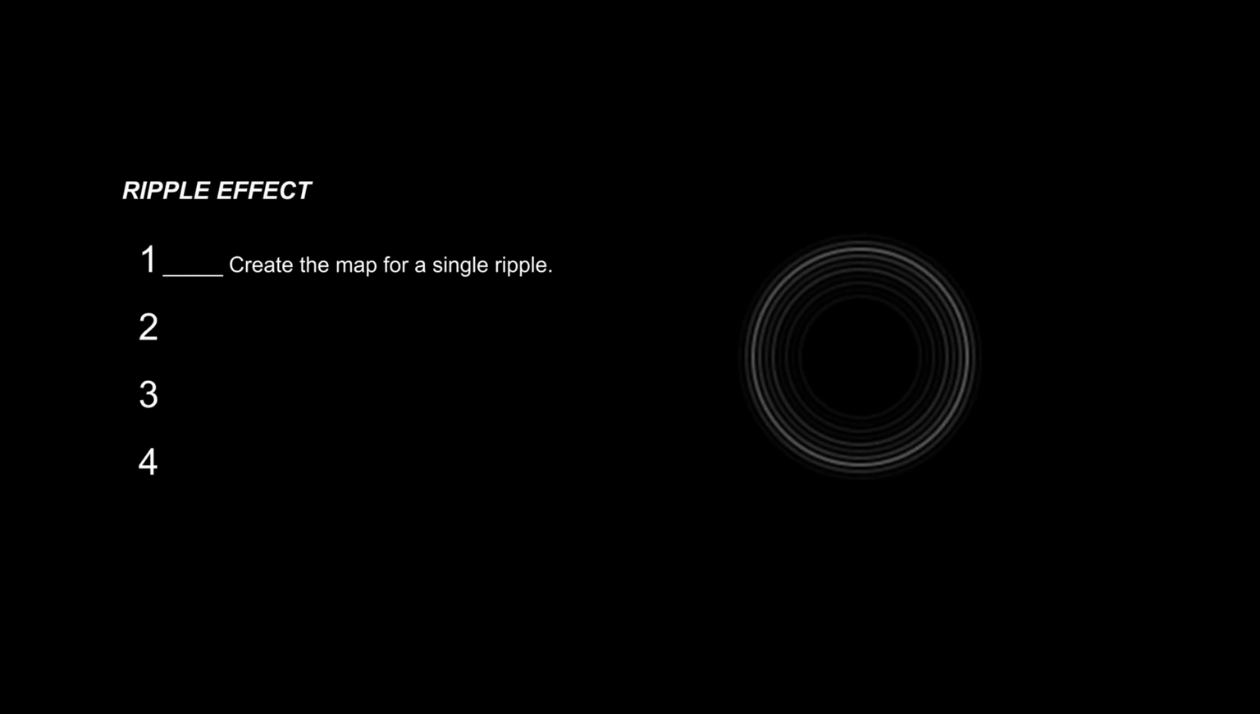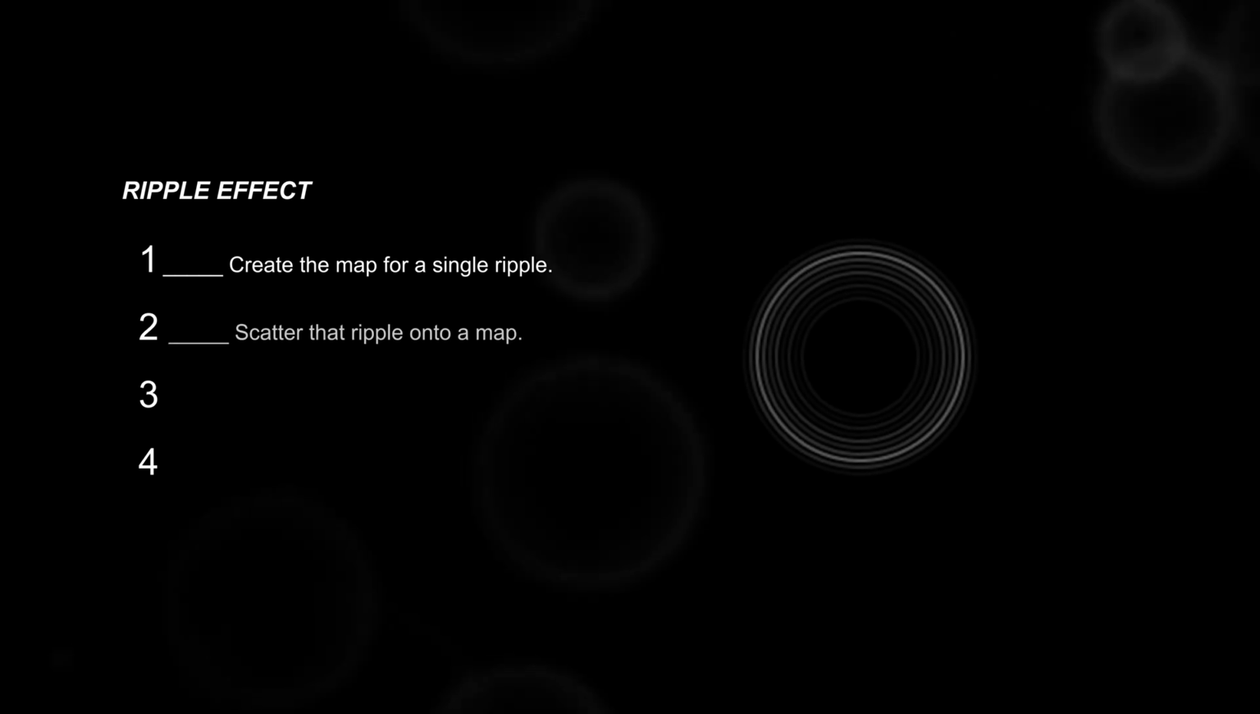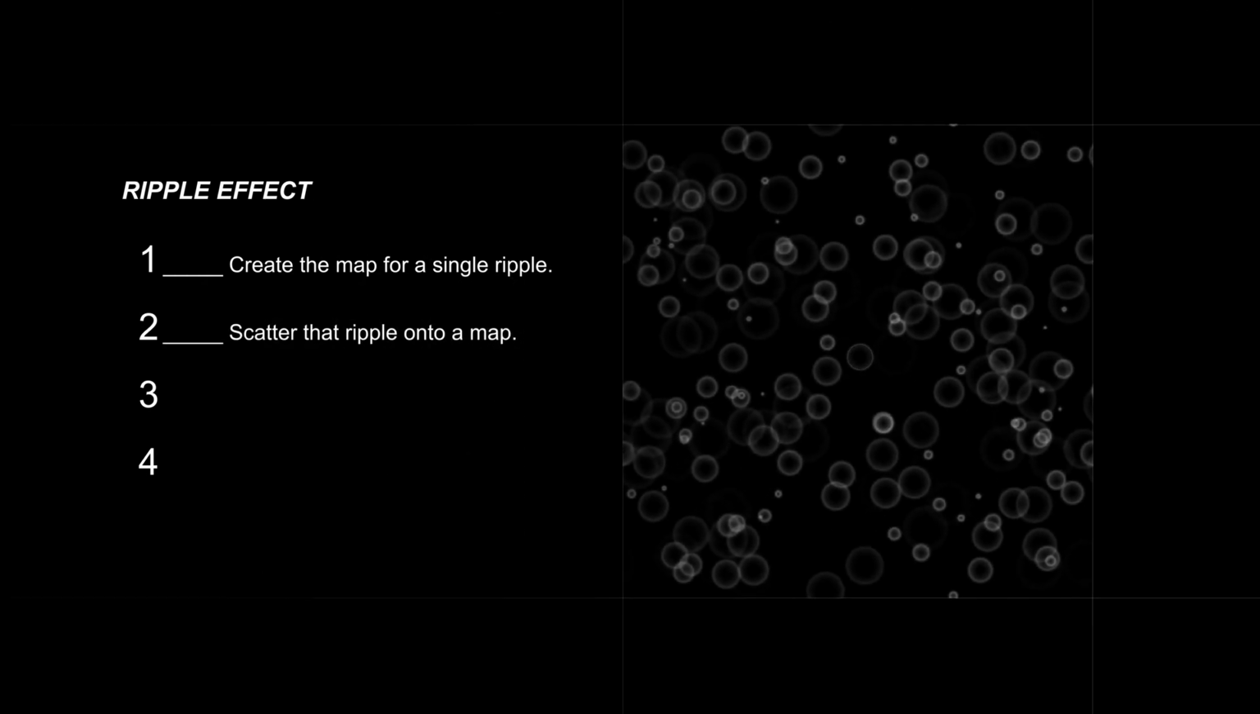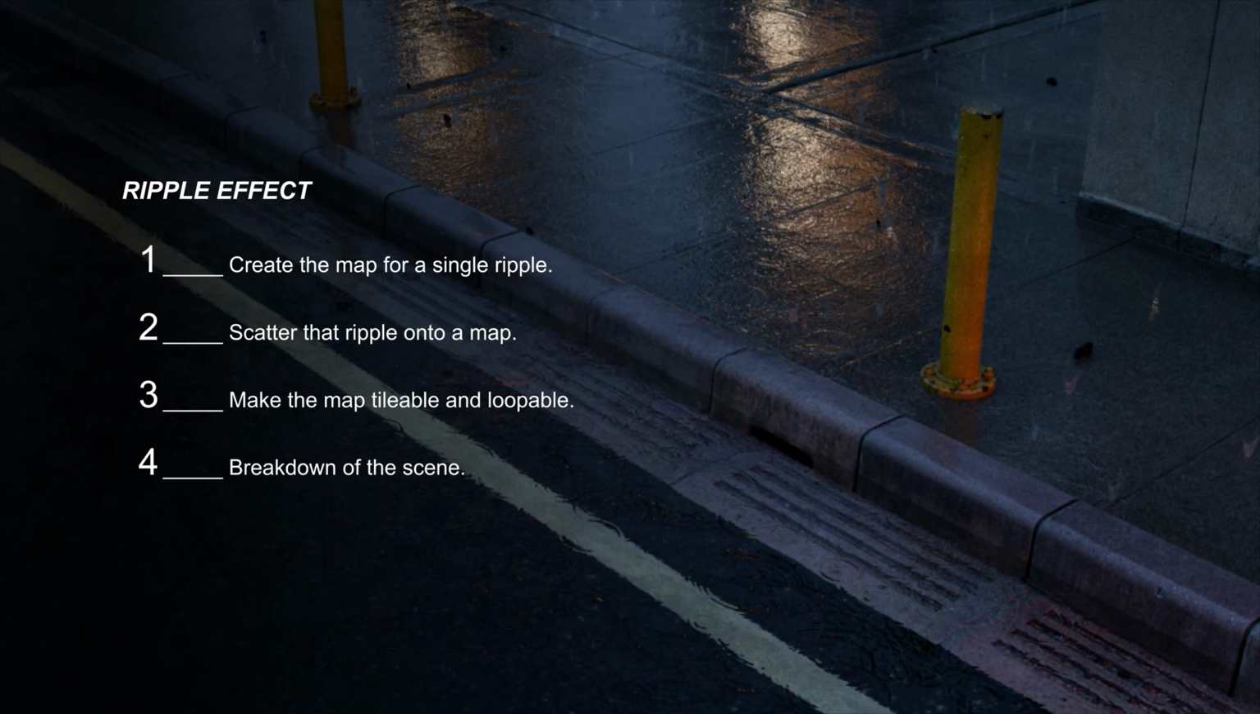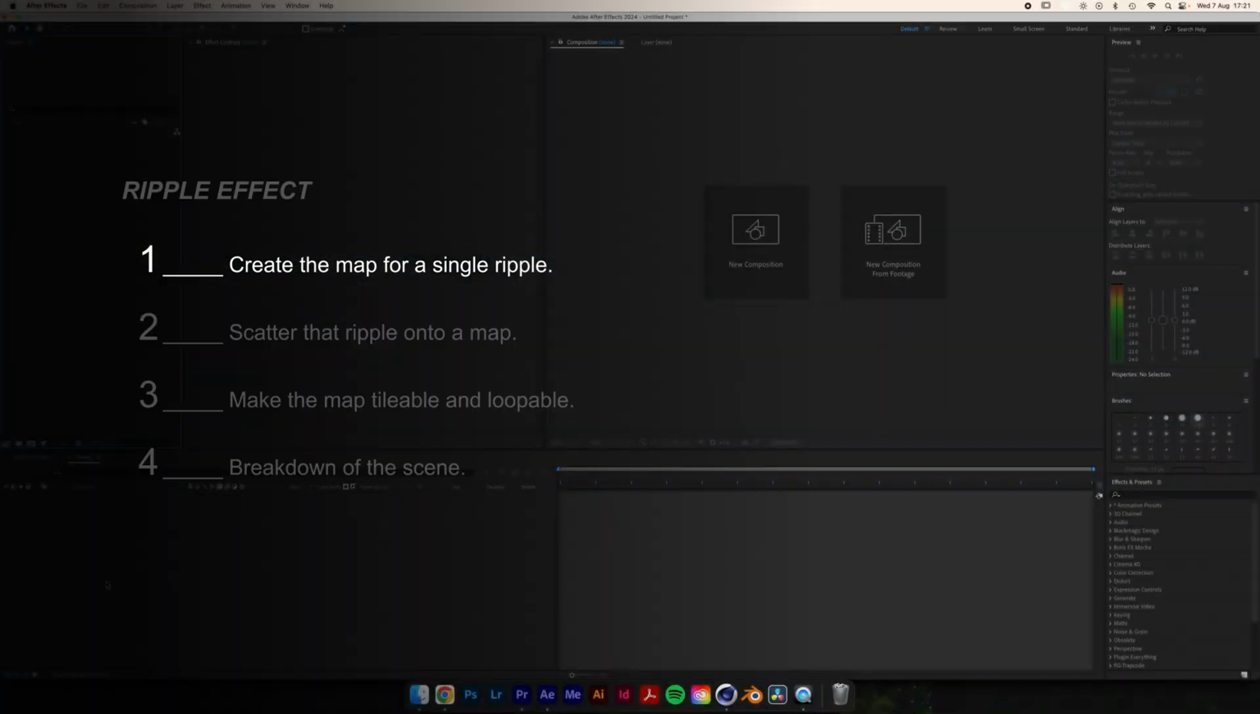We'll do this in four steps. First, we'll create the map for a single ripple. Then, we'll scatter that ripple onto a map. We'll make that map tileable and loopable. And finally, we'll do a quick breakdown of this scene. Let's start by creating a map for a single ripple.